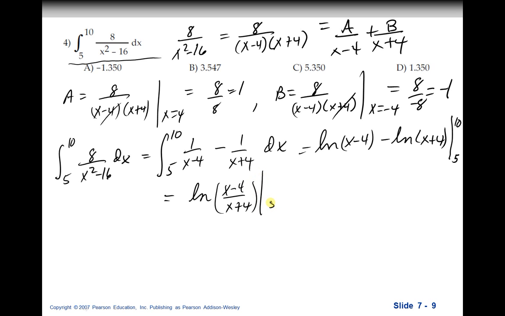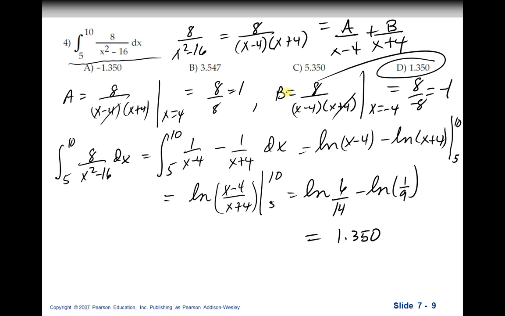evaluated at 5 and 10, and you get ln of 6/14 minus ln of 1/9, and plugging into that you get 1.350 as the answer. Plug it into your calculator. So that is what we're going to do with partial fractions.